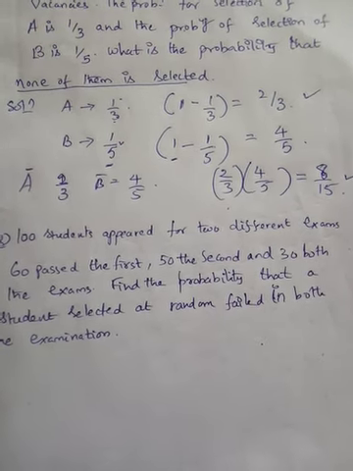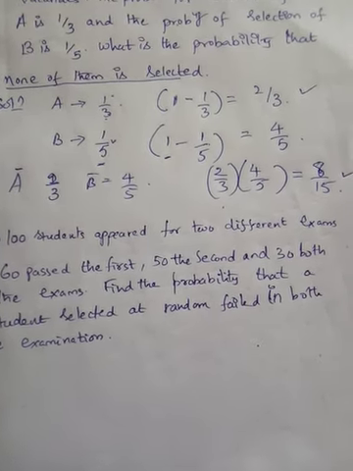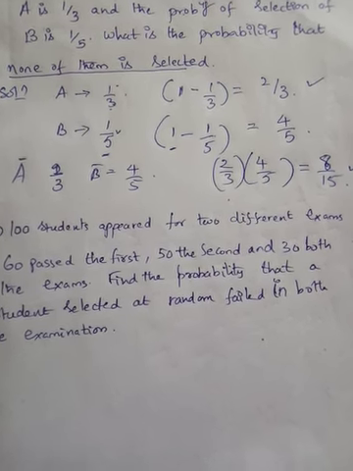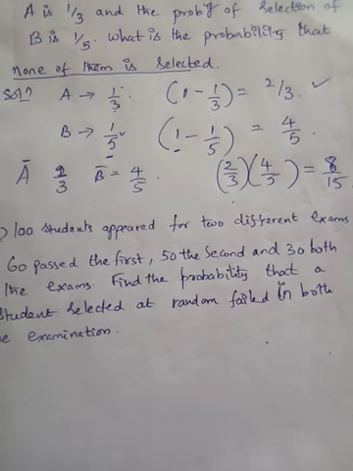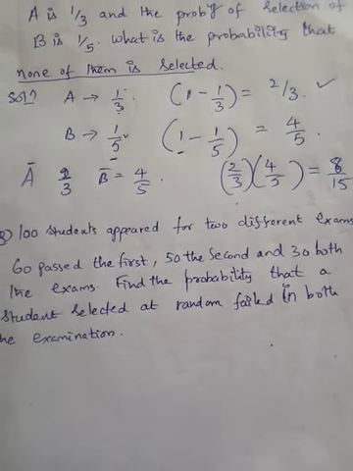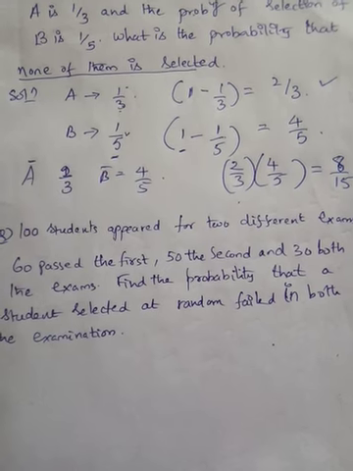100 students appeared for an examination. We can go for the Venn diagram type of questions or we can deal with it in a different type of probability method also. 60 passed in the first exam, keep it aside. 50 passed in the second exam, keep it aside.